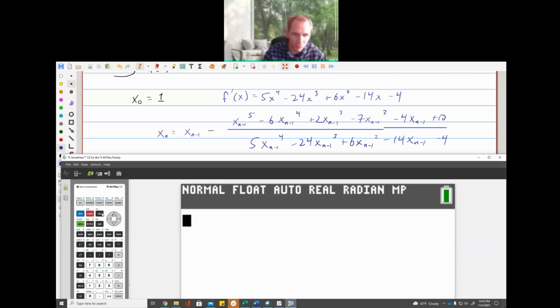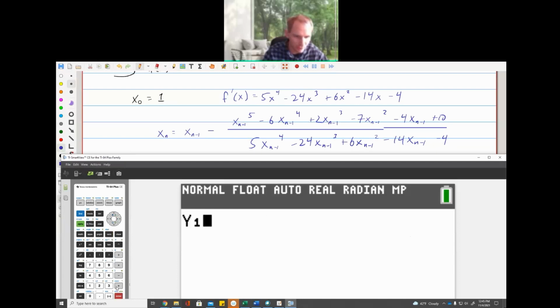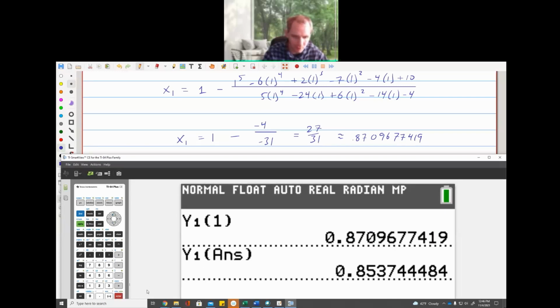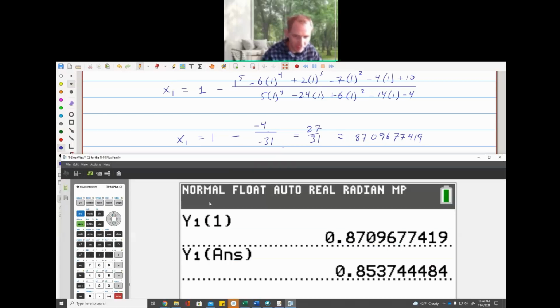Okay, so what I want to do is I want to take that thing that I have and plug in my initial guess of 1. So variables, y variables, function y1, and I plug in 1. And I get that number, and that's what we computed. Okay, and now what I want to do is I want to use that output as my next input. And I get another approximation. And then I can do it again, right? So this is my x2, 0.8537. Okay, then we can do it again to find a third approximation.